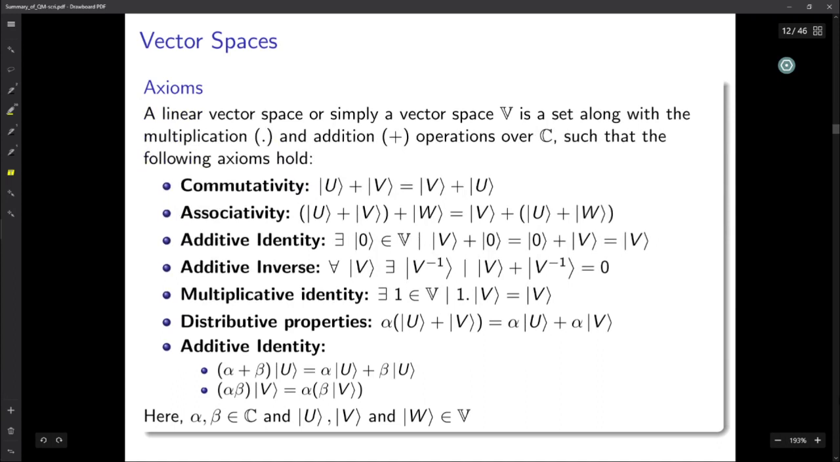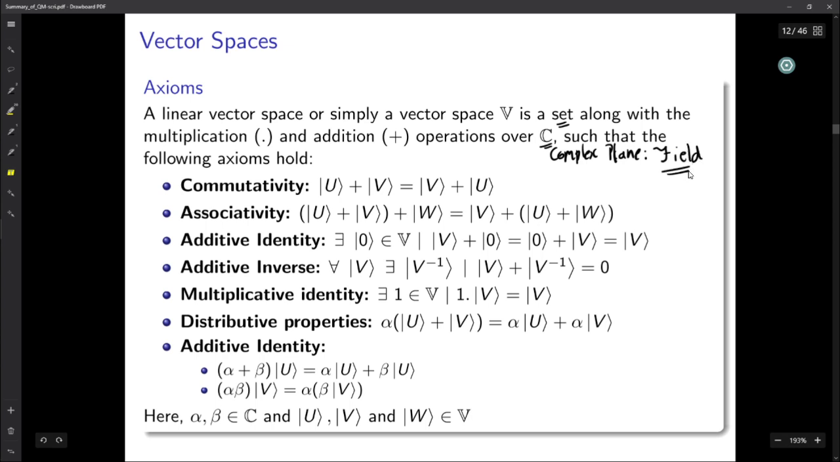So to start off with, we're going to define something called a vector space, and a vector space is simply a set at the end of the day, and we define it over, I've called it here the complex plane, C, but this could be anything. It could even be the real plane. But generally, it's called a field. You define a vector space over a field.